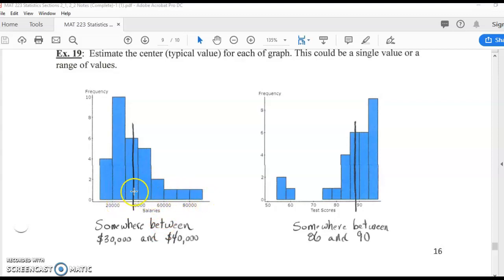It looks to me like it's going to be in this bin somewhere, which is between $30,000 and $40,000. Again, these are salaries. Over here, I'm balancing somewhere between, and these bins we can see are 4 wide, so this is somewhere between 86 and 90.